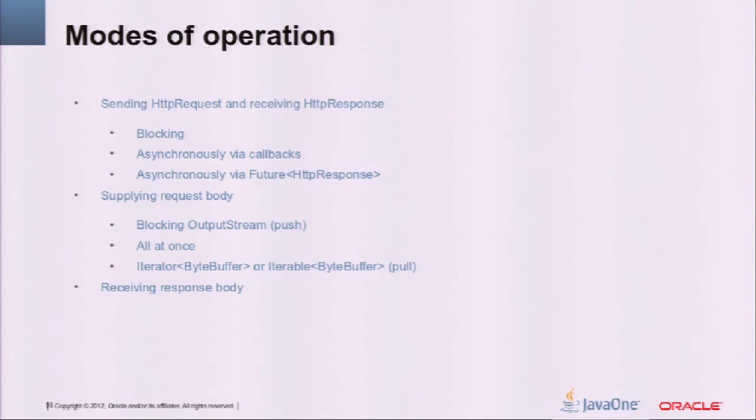But basically the idea is that the application will supply one of these iterator type objects to the client, and then when the client is ready to send the request body, it calls back into the iterator to retrieve the byte buffers one at a time. For receiving response bodies, it's exactly the same: the same three different ways, either all at once in a byte array or an array of byte buffers, or through blocking input streams or iterators, or thirdly asynchronously using callbacks.